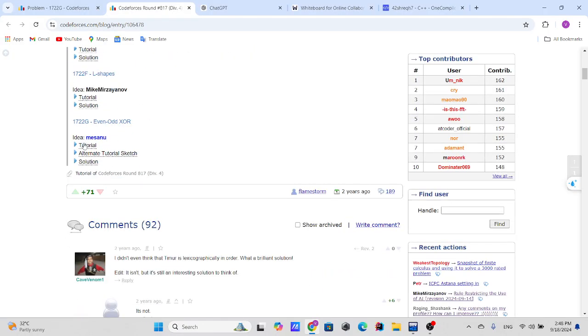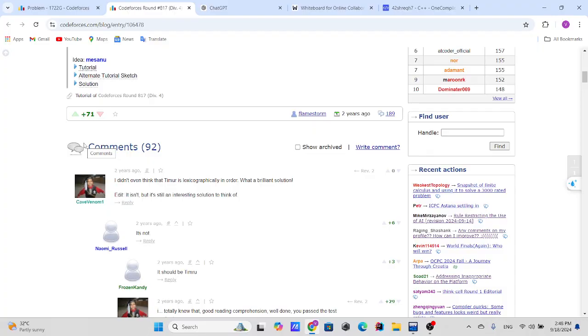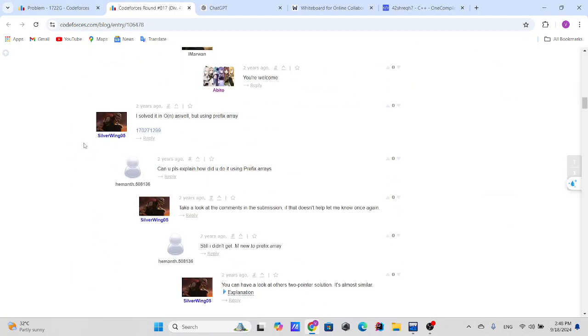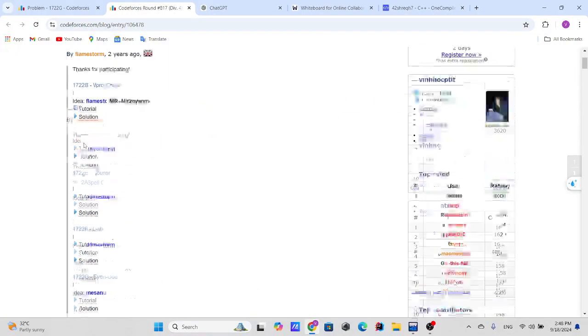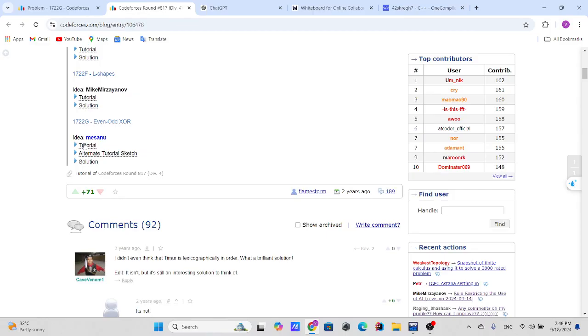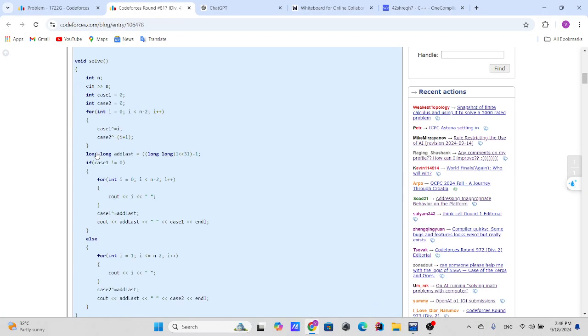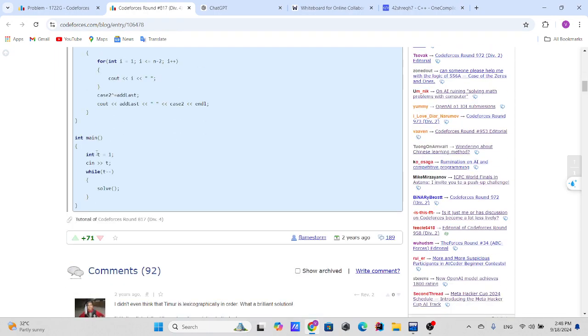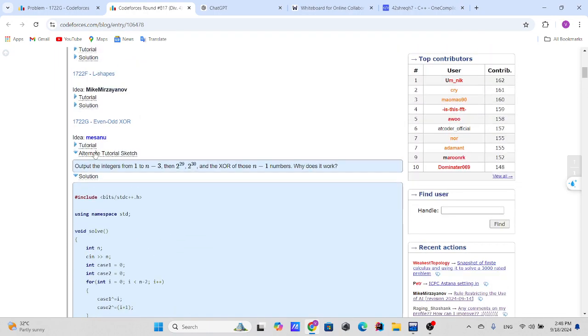So I could have solved the full Division 4, right? Because I could solve the last problem. It's pretty fun, getting to solve the last problem of Division 4. Let's see what they do here. What's your idea?